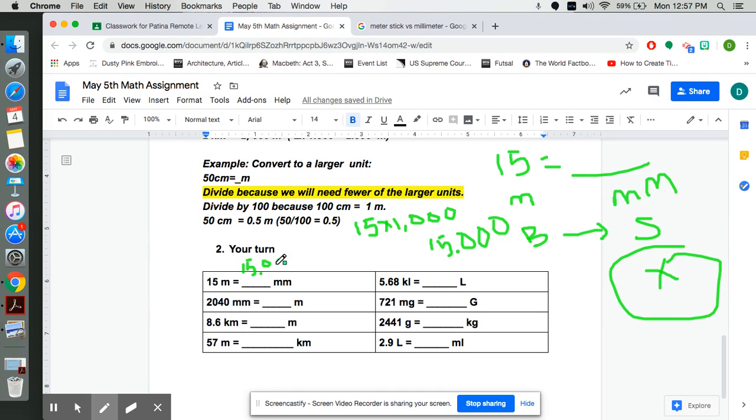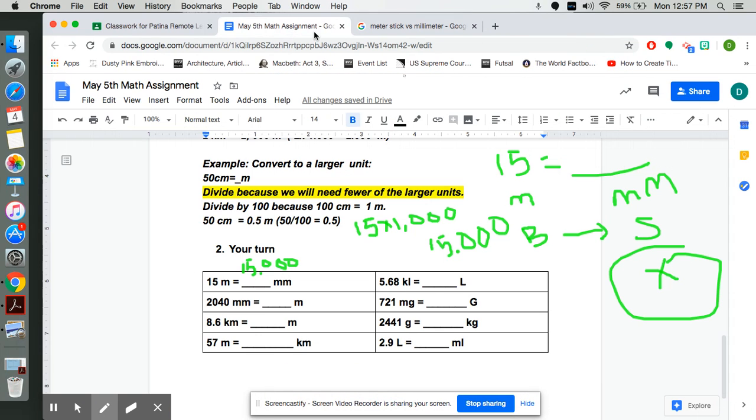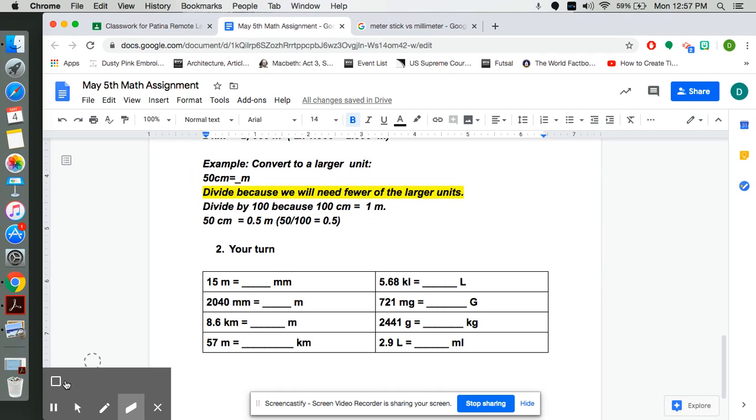That's a lot of little tick marks, but if you think about it, we have 15 of those sticks, and each of those has those tiny little millimeters in it, so that makes sense. That's a logical answer there. So let's erase there, and we'll do one more problem together.